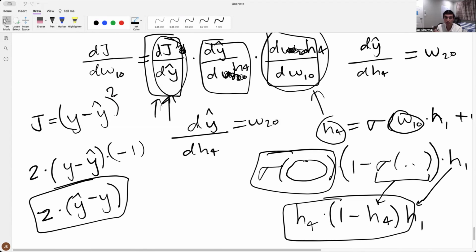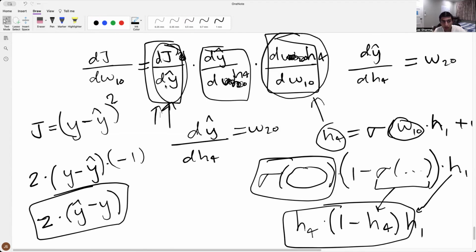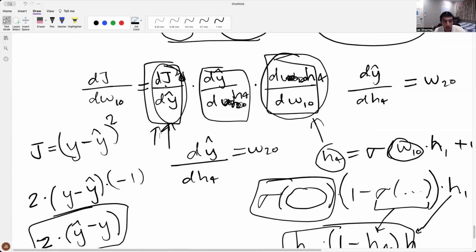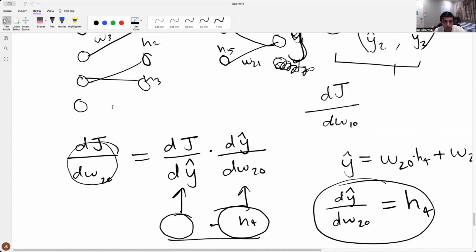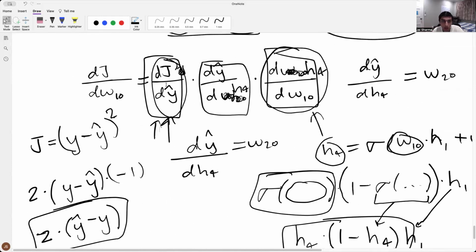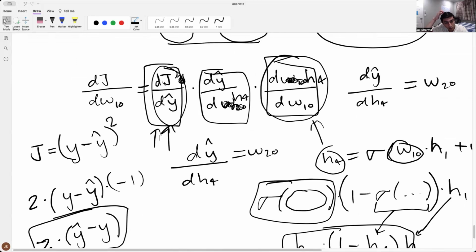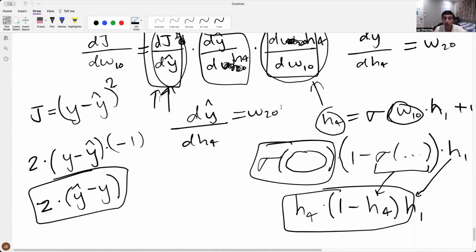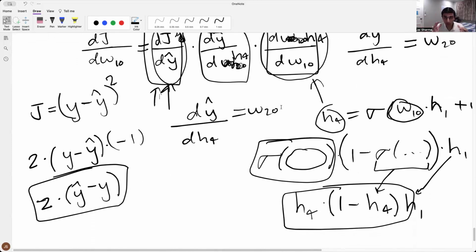And so sorry for getting really messy with it, but all I'm trying to say is that if we want to compute dj dw10, right, the derivative of this final cost function with respect to something that's way earlier on, we just use the chain rule many times. We split that up into a problem of finding dj dy hat, dy hat dh4, dh4 dw10. We compute all of those separately and then multiply those together and combine that together. So that's all backpropagation is, just finding derivatives of things based on the rules that were used to create those things.